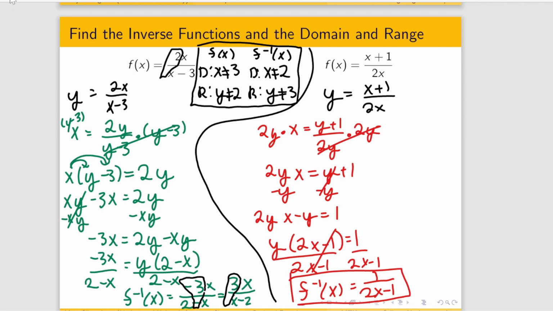And now I can think about the domain and the range of both the original and the inverse function.